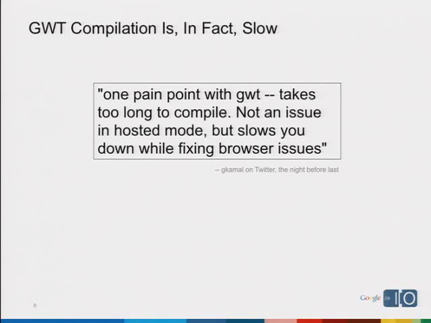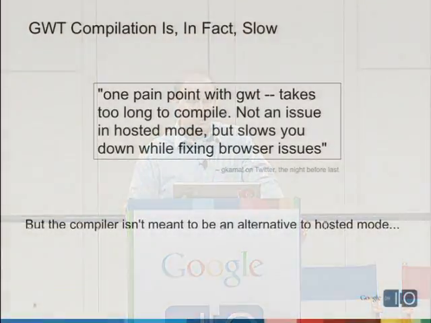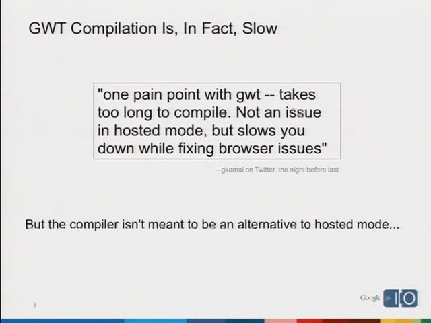Just a random search for GWT on Twitter the night before last uncovered this little gem. "That one pain point with GWT, it takes too long to compile. It's not an issue in hosted mode, which is good, but it slows you down while fixing browser issues." Since hosted mode really is a browser, what he means by fixing browser issues means fixing CSS and other types of issues that can't be accurately reflected in the hosted browser today. But the compiler isn't meant to be an alternative to hosted mode. You're supposed to use hosted mode to get your app like you like it, then compile it.